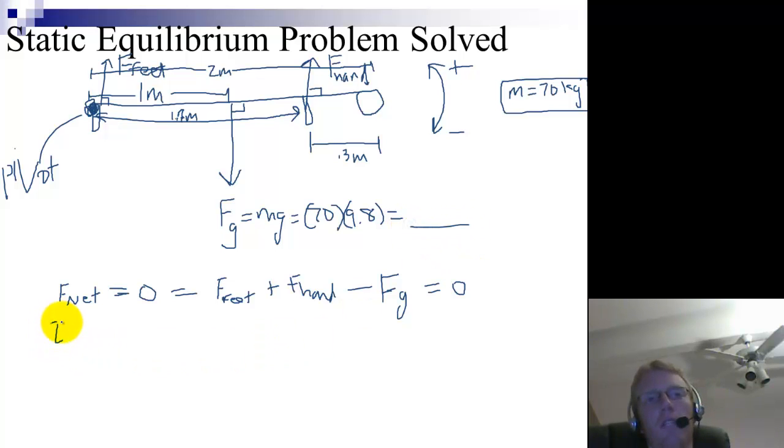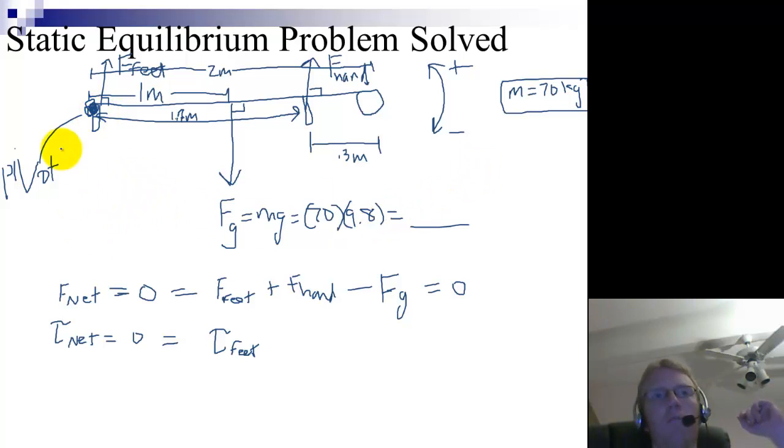Okay, let's do our secondary equation. Torque net equals 0. There's 3 torques, 1 from each force, right? So let's start with the feet, so I can line these guys up. The torque from the feet is right here. Would that be causing it to go clockwise or counterclockwise? It's actually kind of ambiguous. This force is acting at the pivot point.